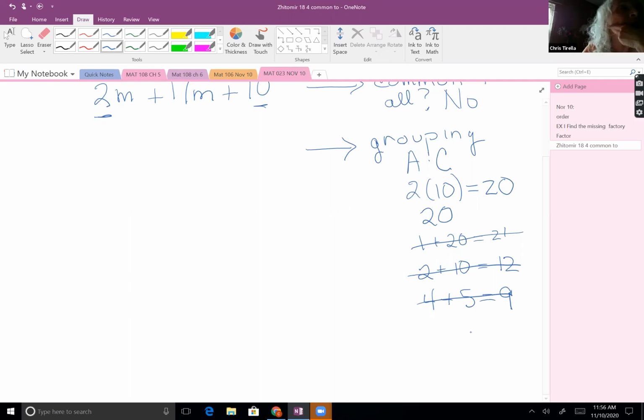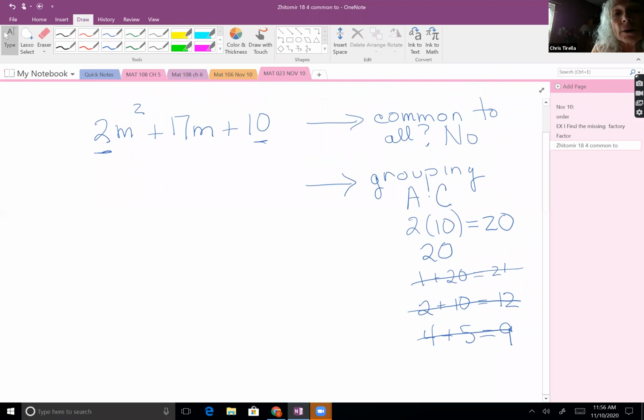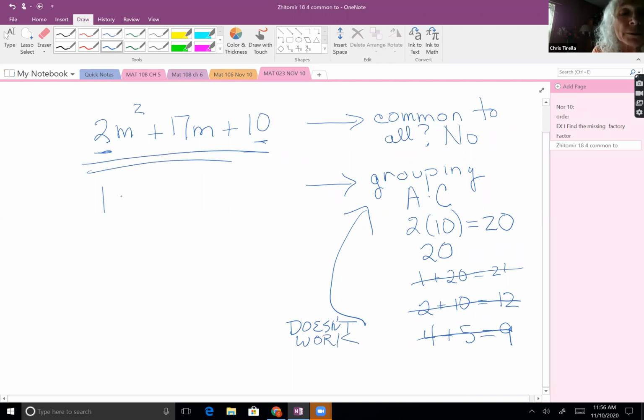And what happens is, because there are none, I'm not going to be able to do this by grouping. We'll say that it doesn't work. And so that's going to tell us that this is prime, or that it cannot be factored.